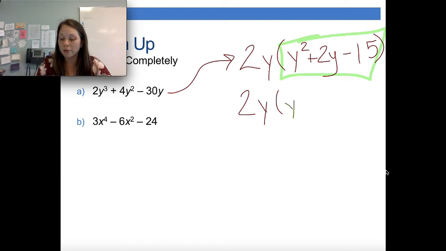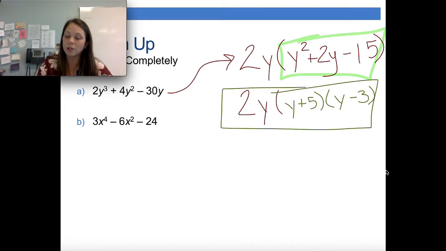What are the factors of negative 15 that could also combine to give me a positive 2? Well, that would be plus 5 and minus 3. Notice how all of my factor pieces are linear, meaning they're y's to a power of 1. That means this is as factored as it can possibly be.